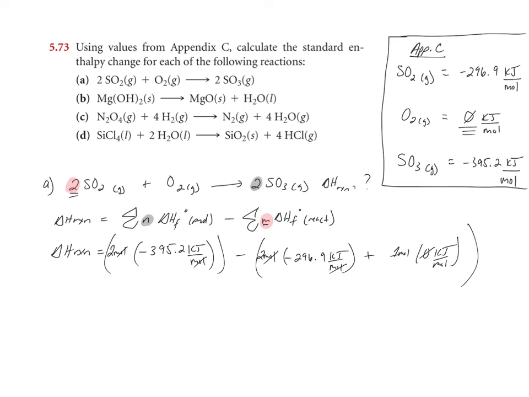So I now simplify. I've got 2 moles times negative 395.2 minus 2 moles times negative 296.9, and I get negative 196.6 kilojoules. And that would be the heat of the reaction.